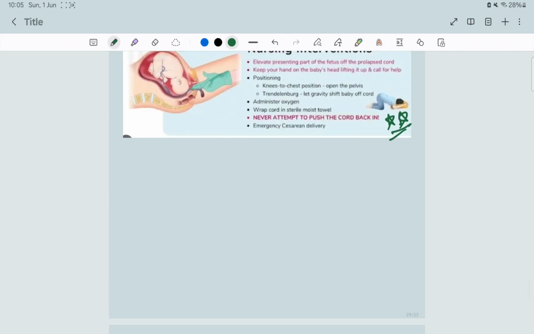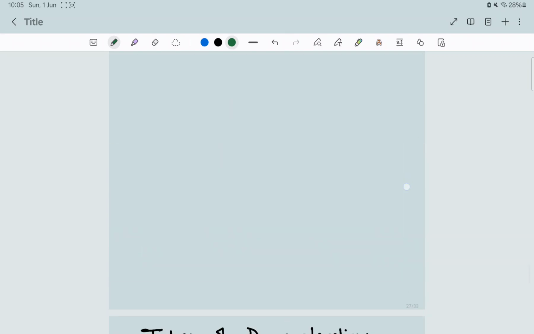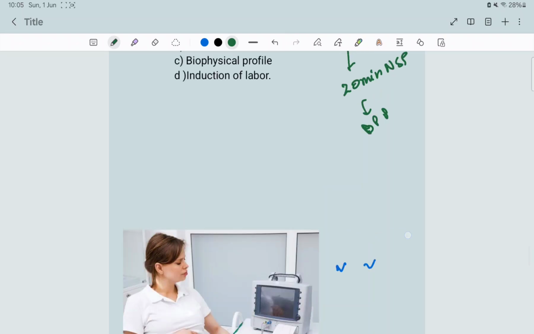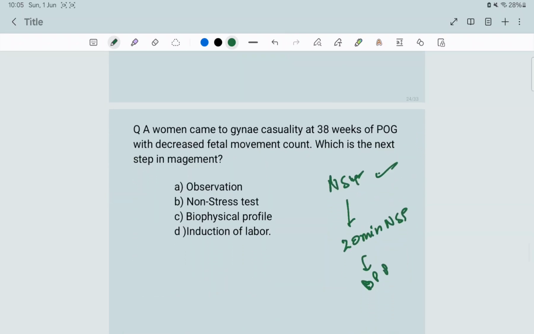So for this, let me check the answer. Yes. So what is the next step? The next step is the non-stress test. First you have to do a non-stress test, and again for 20 minutes. So yes, the answer is non-stress test.